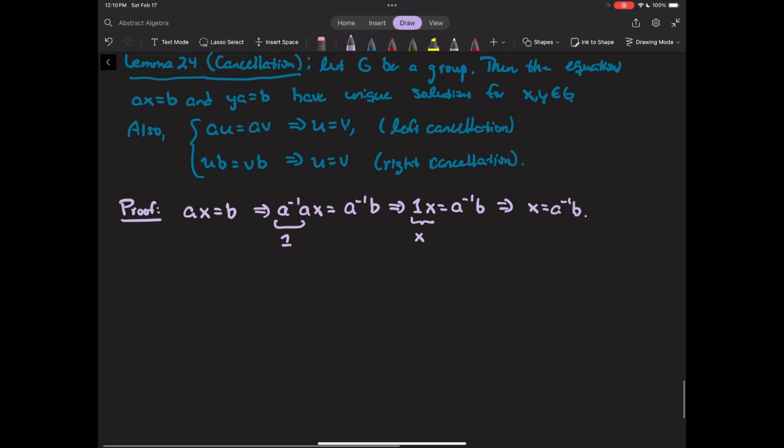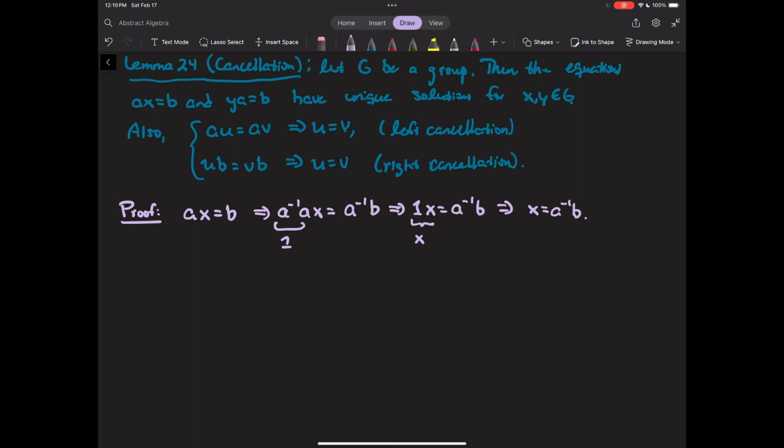So you can do a very similar thing for YA equals B, except now we do it on the right. So YA A inverse equals B A inverse. Cancel out A times A inverse. Y times 1 equals B A inverse. But Y times 1 is just Y. Cool. And how do we know that these are unique? Well, it follows because the inverse of an element is unique.